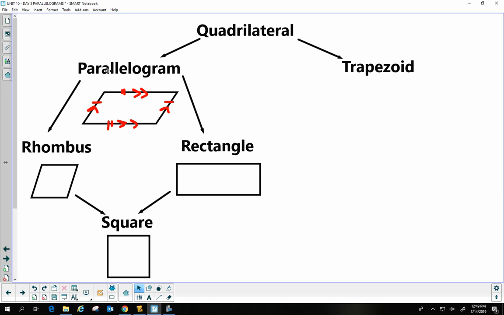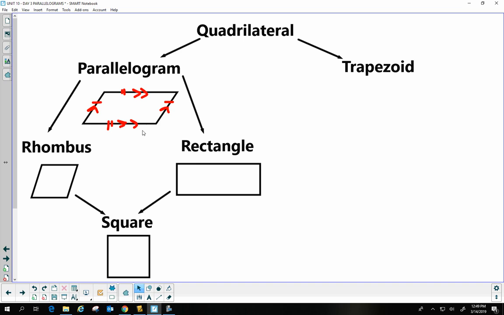So a parallelogram can be a rhombus, which is basically a parallelogram where all the sides are the same size. Or it could be a rectangle. A rectangle is a parallelogram with four 90-degree angles. And then if you put the rhombus and the rectangle together, we get a square. All the sides are the same, and it has four 90-degree angles. These are all shapes that we've talked about before, but today we're going to talk specifically about the special characteristics or properties that they have.